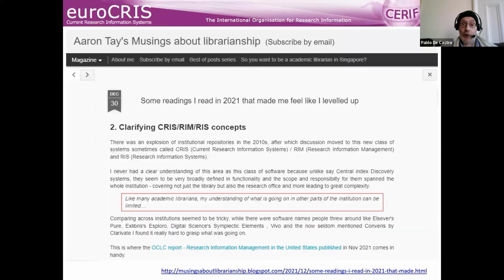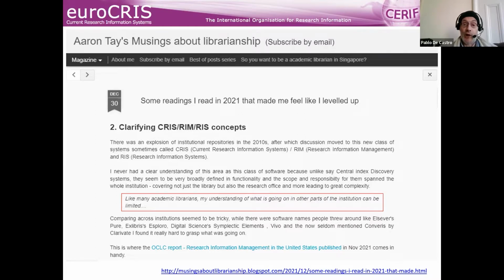So without further ado, we start with a reference to a very recently published blog post by Aaron Tay at the Singapore Management University, where he summarized interesting reads he has come across during 2021. So this is late December 2021. The second of these interesting reads he highlights is related to research information management and CRIS system concepts. So I would advise you to take a look at this.